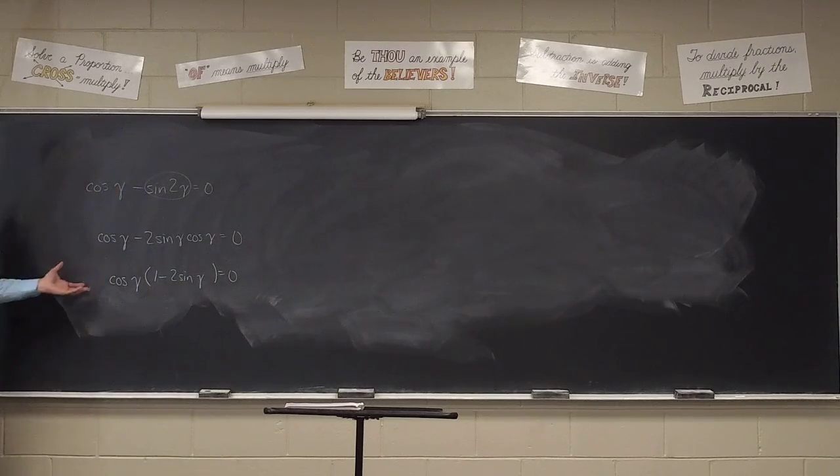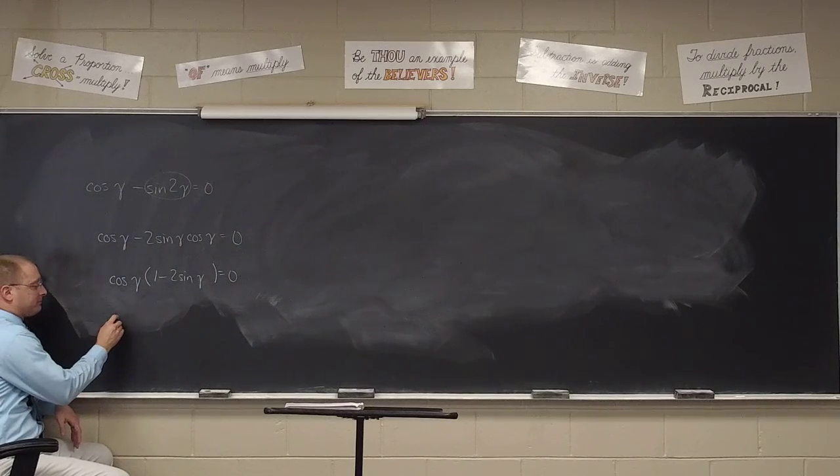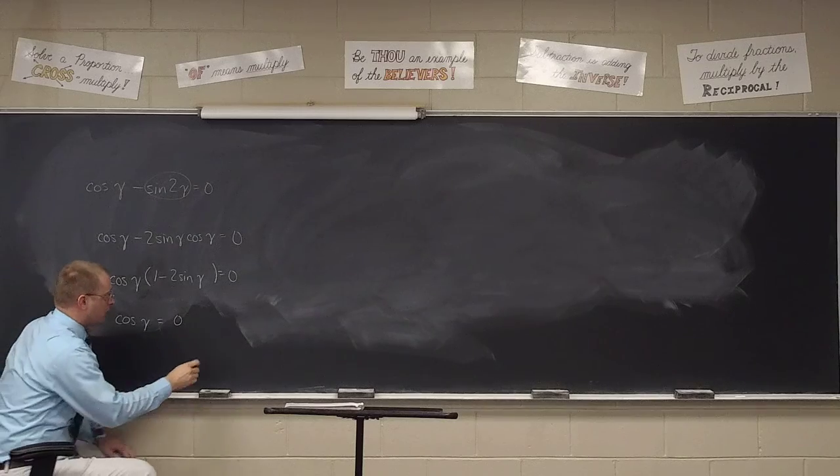And once we've set it equal to 0, well, it already was set equal to 0. Once we've factored, Ethan, set equal to 0. Set what equal to 0? Cosine gamma and 1 minus 2 sine. Good, set the factors equal to 0. And that'll give us two little equations. Cosine gamma equals 0 and sine gamma equals 1/2.